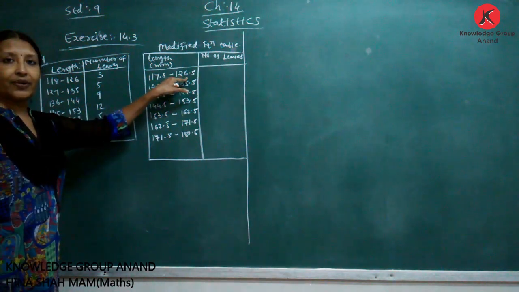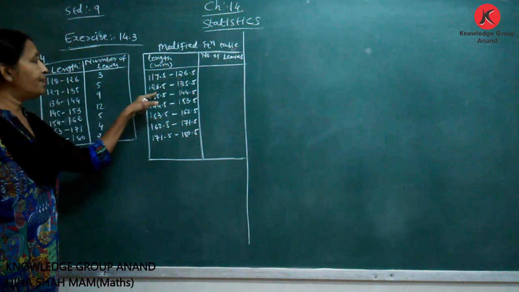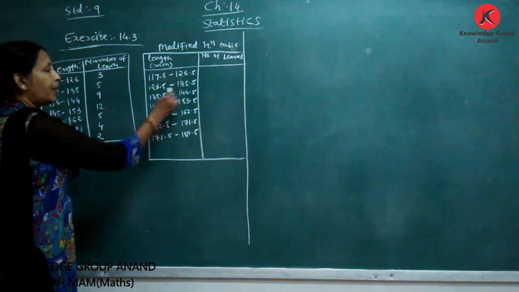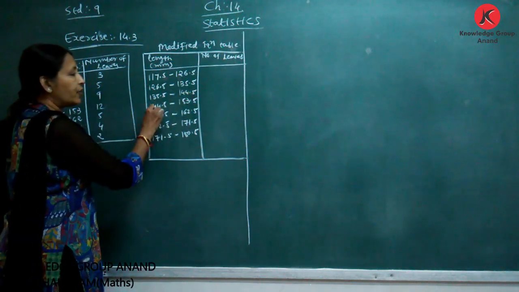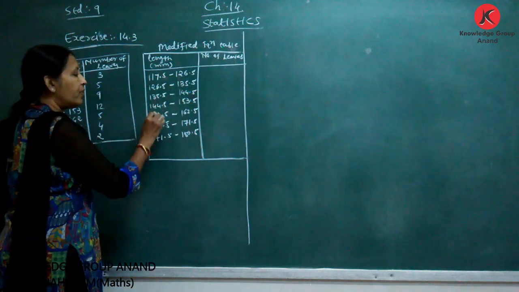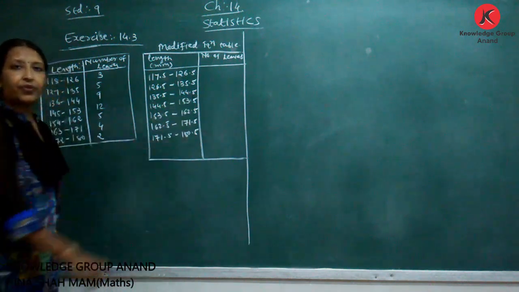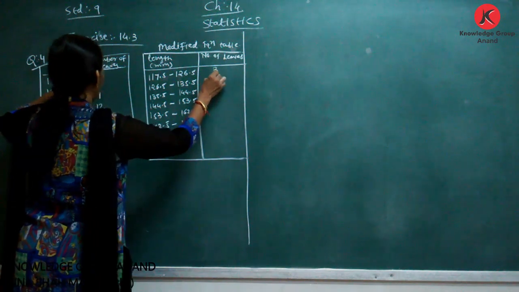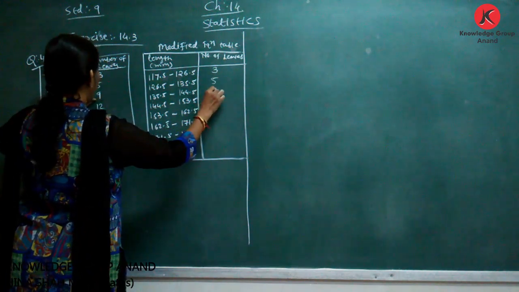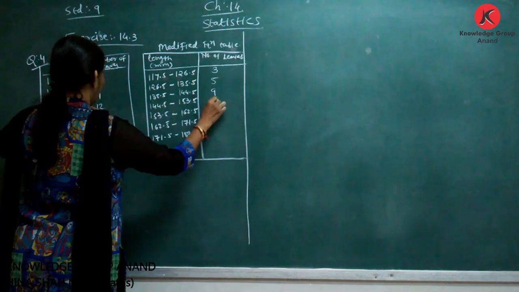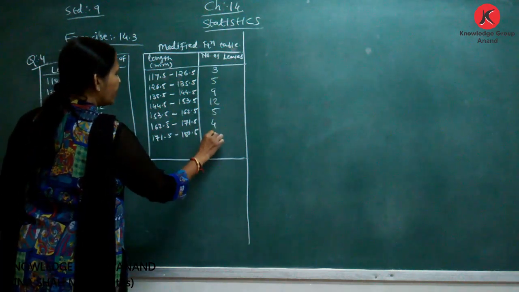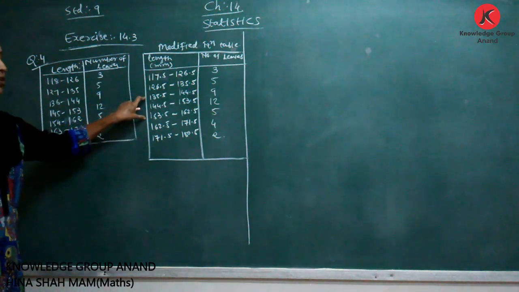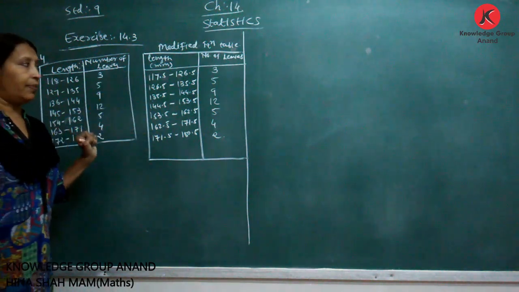117.5 to 126.5, continuous. Here see, 126.5 to 135.5, 135.5 to 144.5, 144.5 to 153.5, 153.5 to 162.5. We write the number of leaves: 3, 5, 9, 12, 5, 4 and 2. This is our modified continuous frequency distribution table.